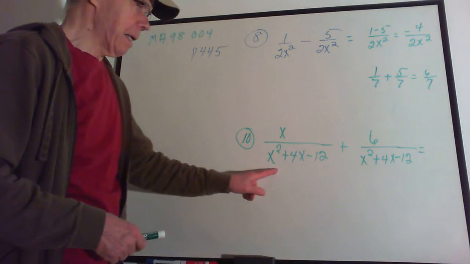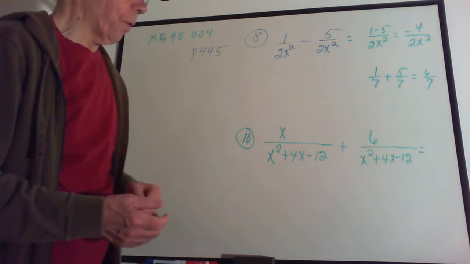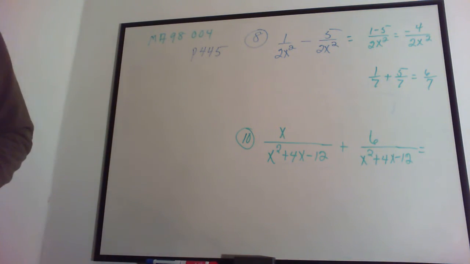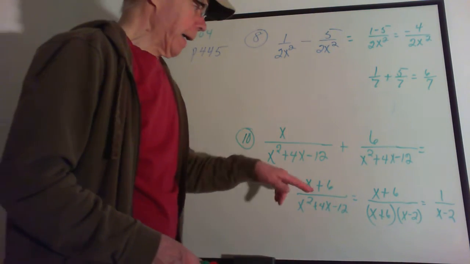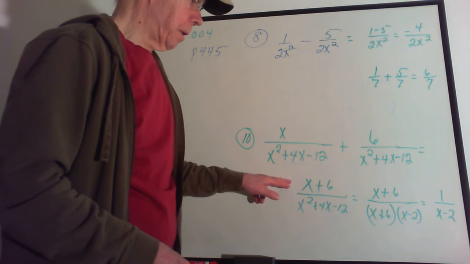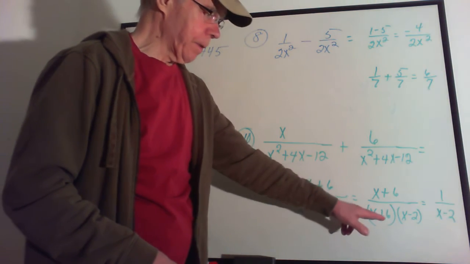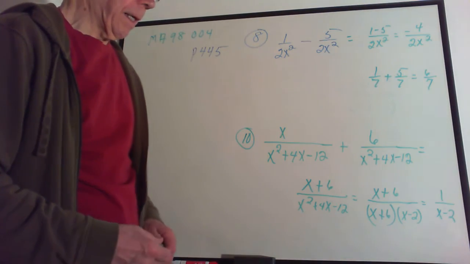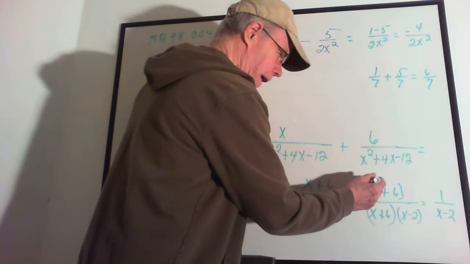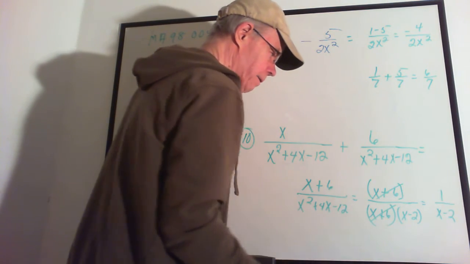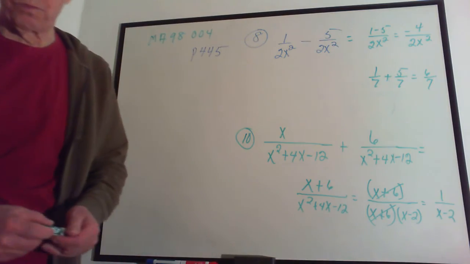All right, so down here, the denominators are the same, so add the numerators. Pause the video, see what answer you get. All right, so I add the numerators. And then I notice I can factor the denominator into x plus 6 times x minus 2. So this is one factor, so I can cancel that. I'm going to get 1 over x minus 2.